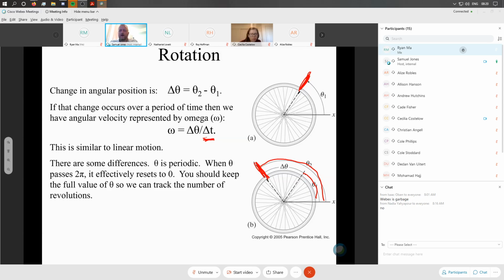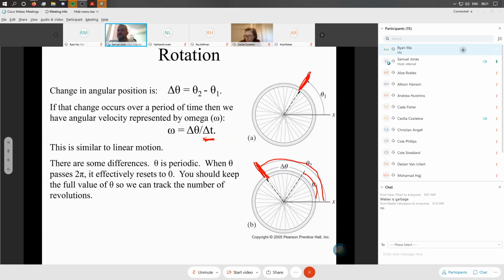Okay. Any rotating system like a wheel is going to be periodic, meaning if it goes around 2 pi radians or 360 degrees, you're back where you started. But if we were calculating delta theta, we wouldn't say delta theta was 0. We would say delta theta is 2 pi. So even though the wheel is physically back where it started, we know by the fact that delta theta is 2 pi that the wheel has gone through one complete rotation.